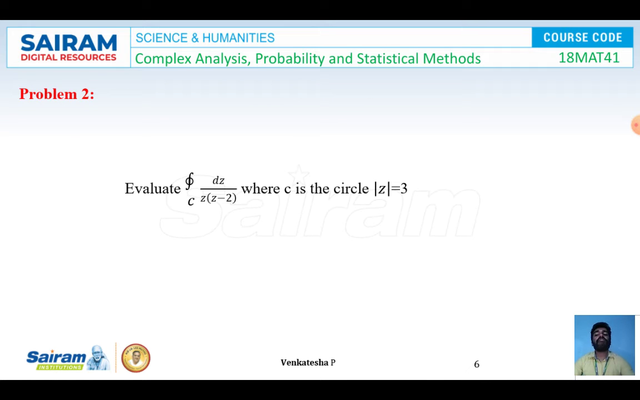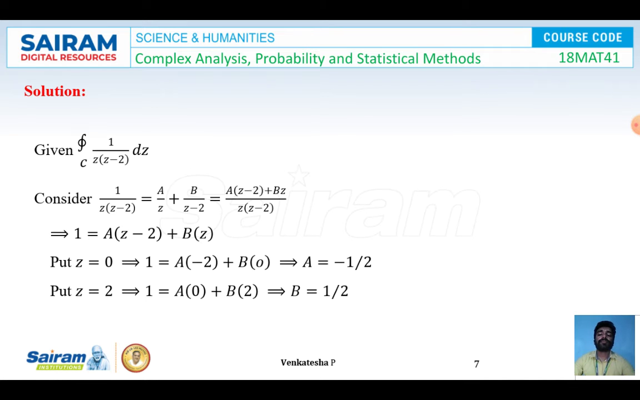Problem number 2. Evaluate the integral over the region C of dz/(z(z-2)), where C is the circle |z| = 3. So the given integral is over the region C of 1/(z(z-2)) dz. By comparing this with the actual formula, the integral over the region C of f(z)/(z-a) dz, we have here z-a equal to z(z-2).